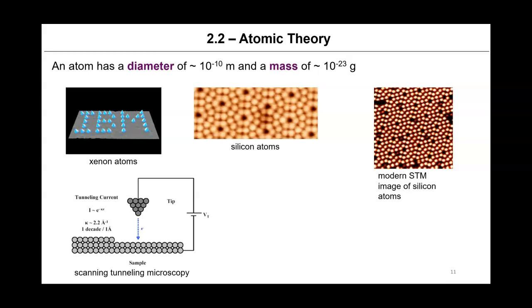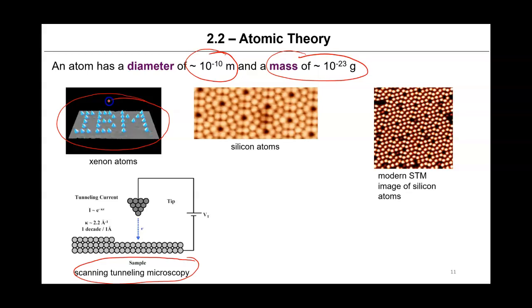So let's talk about some basic facts about atoms. Atoms are about 10^-10 meters across, and they have a mass of about 10^-23 grams. The exact number depends on the type of atom. We can visualize atoms using a technique called scanning tunneling microscopy, where we drag a tiny tip across the surface of the sample and detect the current that flows between our sample and the tip, and from that we can extract an image of the surface. The first folks to do this were back in the 90s.